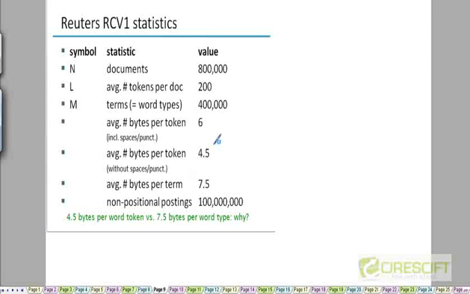Now, one of the questions that may come to your mind right now is, why is there this difference between the average number of bytes per token and the average number of bytes per term? Why is this larger than this figure? Anybody want to take a guess? Recall the distinction between tokens and terms that we discussed in chapter 2. Why would the average number of bytes per term be larger than the average number of bytes per token? Anybody want to answer?